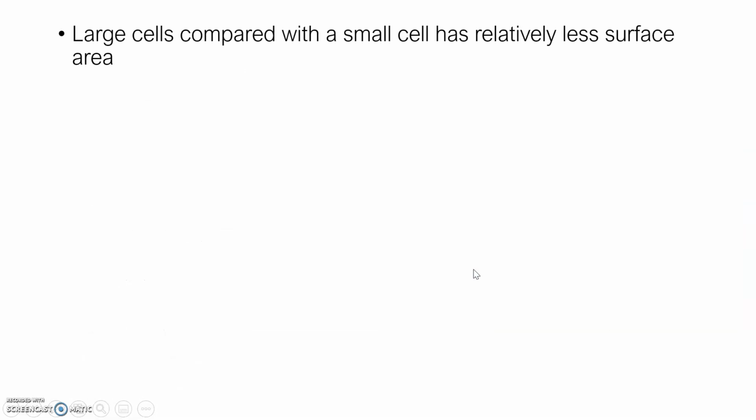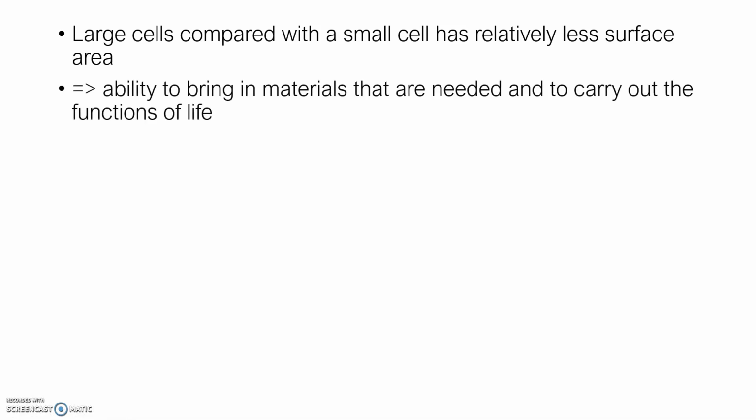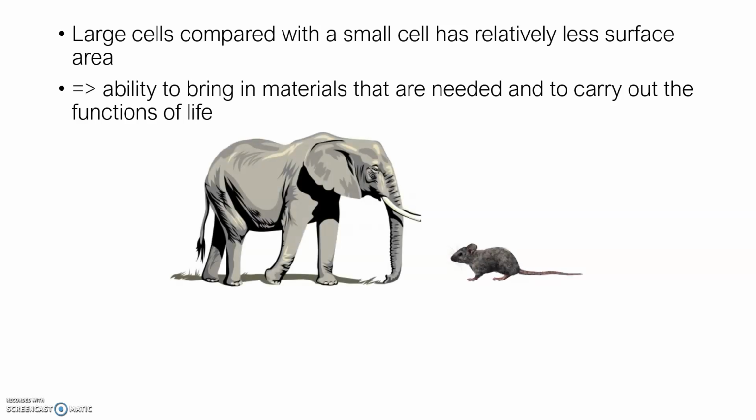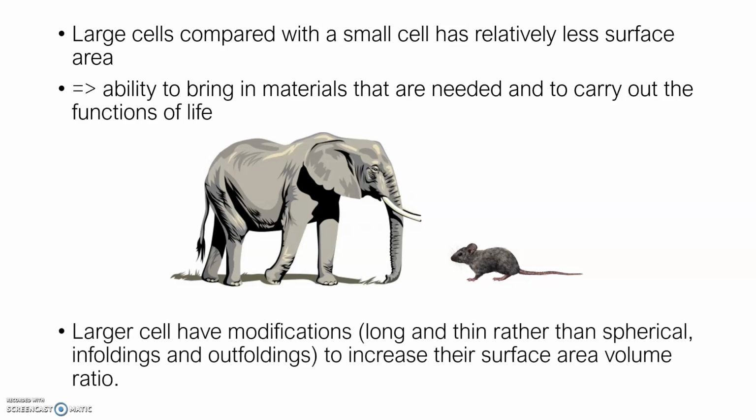So this basically means that large cells compared with small cells have relatively less surface area. And this affects the ability to bring in materials that are needed and to carry out the functions of life. This just means that an elephant has more cells compared to a rat, instead of the elephant having larger cells than the rat. And yes, there are larger cells present, and usually they have modifications. For example, they're long and thin rather than spherical, because being long and thin increases the surface area to volume ratio.